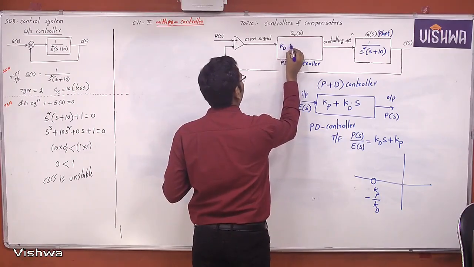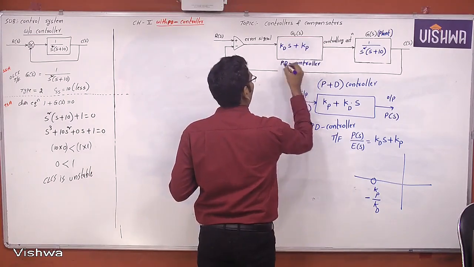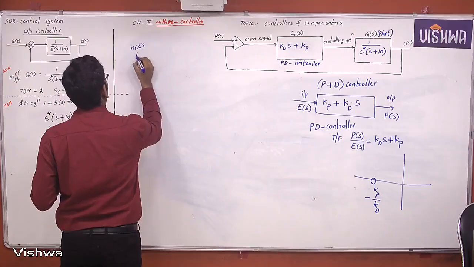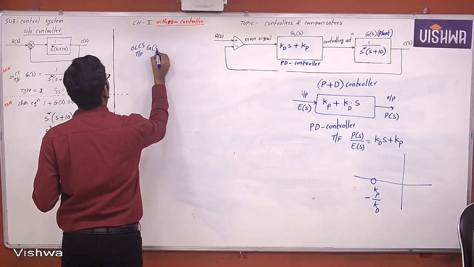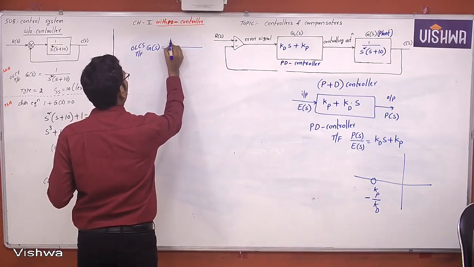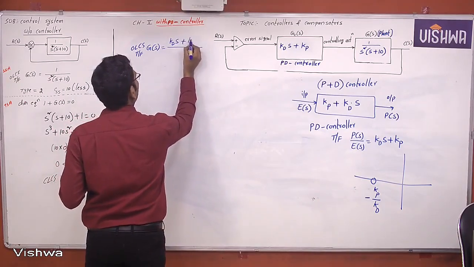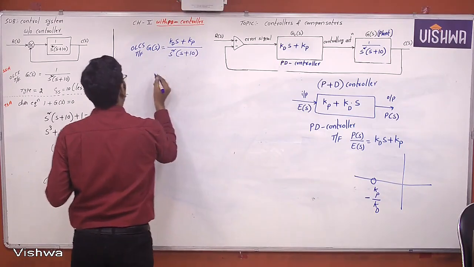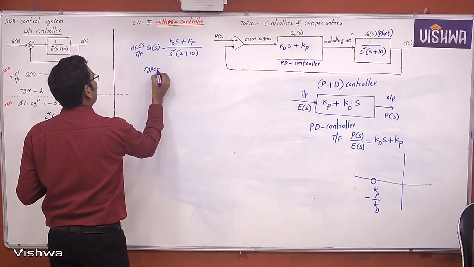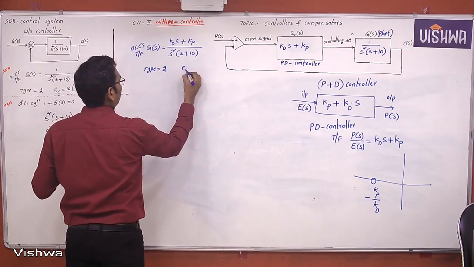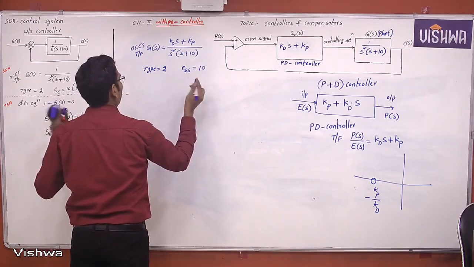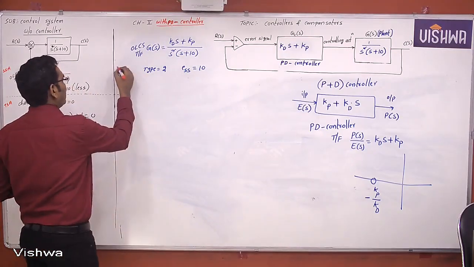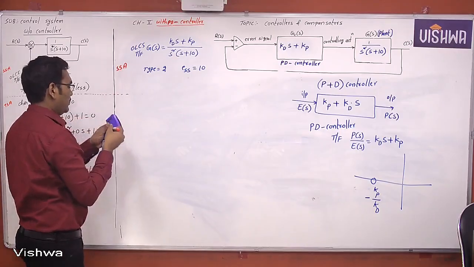Now Kd into S plus Kp. With PD controller, what is the overall open loop control system transfer function? The open loop control system transfer function G of S is equal to Kd into S plus Kp by S square into S plus 10. Now type is 2. We don't change the type. So I don't touch the steady state error also. I am not affecting the steady state analysis. Error analysis we are not disturbing.